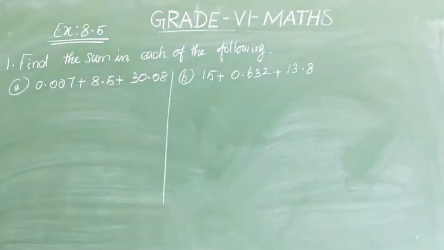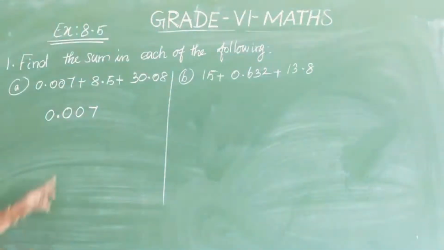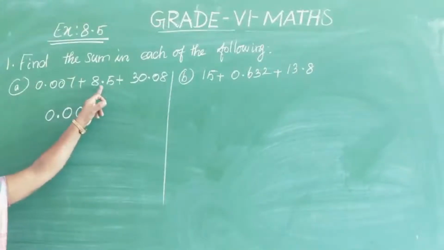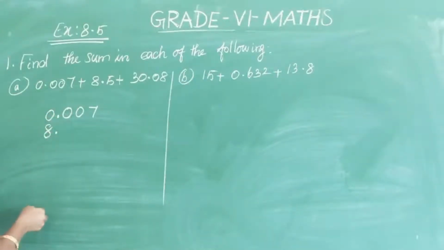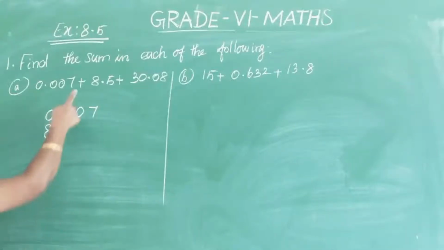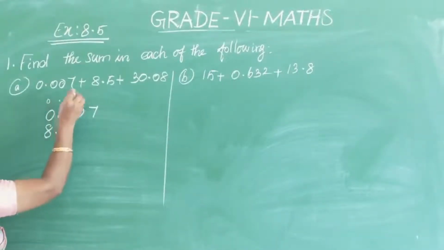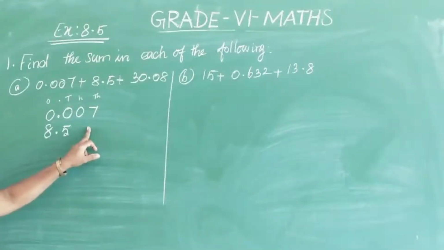Very easy. See that, first number 0.007. First we did it. Next number is 8.5. 8 in the whole number place. This is tenths place. So the point should be in a straight line. Then according to the place values, you have to write 8.5. 5 is in tenths place. Once, point, tenths place, hundredths place, thousandths place. So likewise, you should write properly according to the place values. Clear? 8.5.